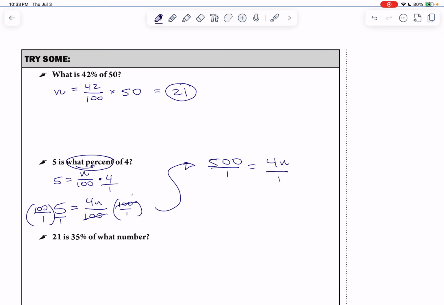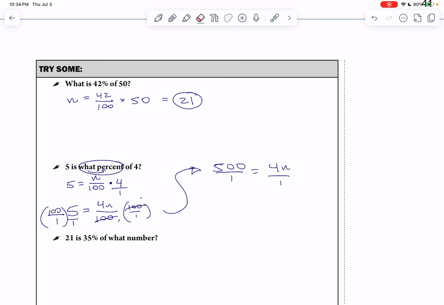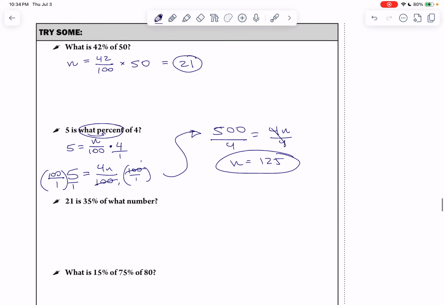Yes, because these guys reduce to 1. I don't have to write the ones in the denominator. That was just to show you that there were ones down there. We'll divide both sides by 4, and we'll find out that n equals 125. Let's go for our next one.